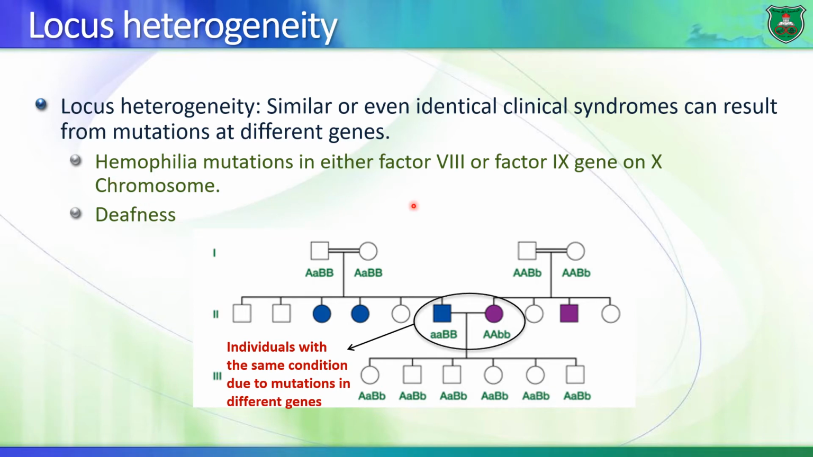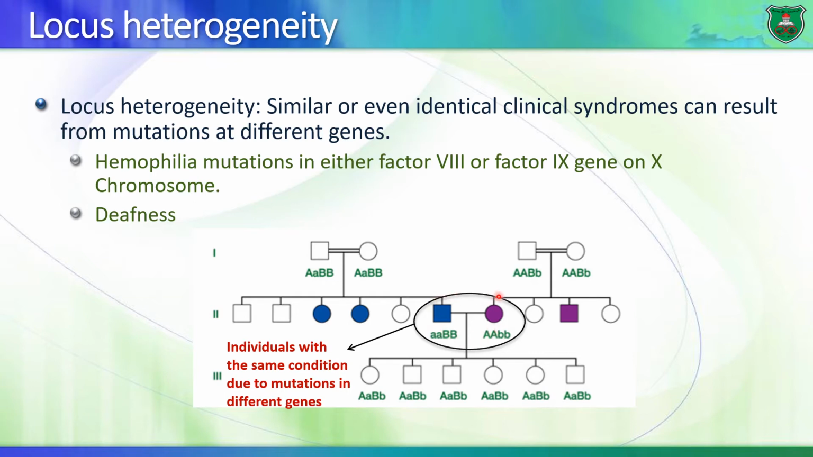For example, hemophilia can be caused by mutations in factor 8 or factor 9, and the gene for factor 9 is located on the X chromosome, as well as deafness, by the way. What's important is that if two individuals with deafness get married, their children would be normal, even though both of them are affected, and deafness follows an autosomal recessive inheritance pattern.